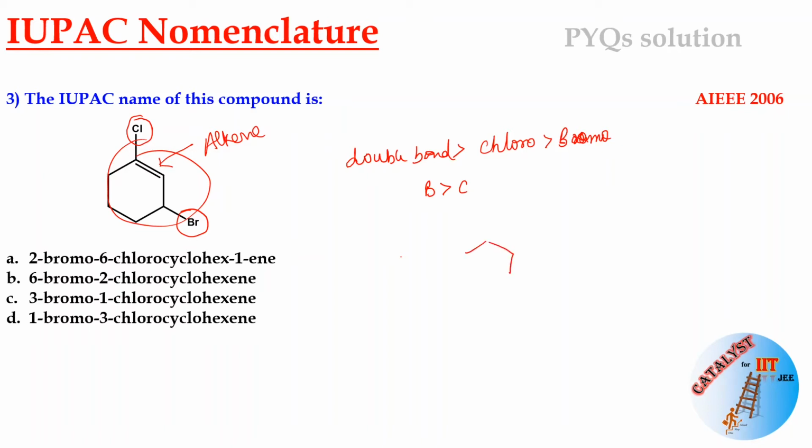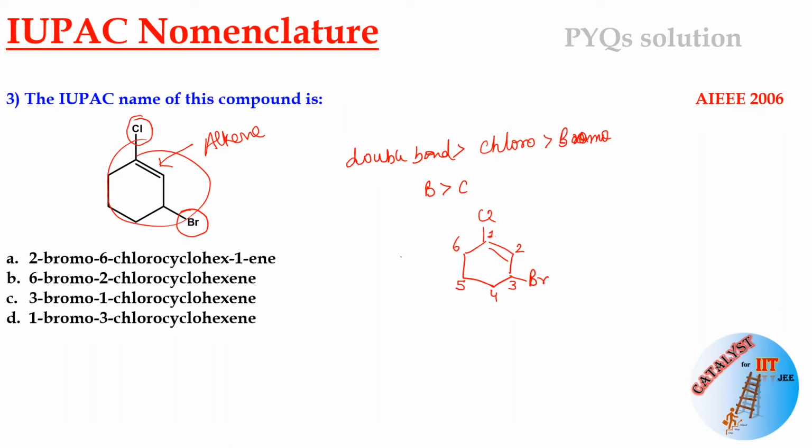So let us draw again this molecule. According to the priority rule, you have to give the double bond priority, and among these two you have to give priority to your chlorine. So you will start numbering your parent chain from here: 1, 2, 3, 4, 5 and 6.